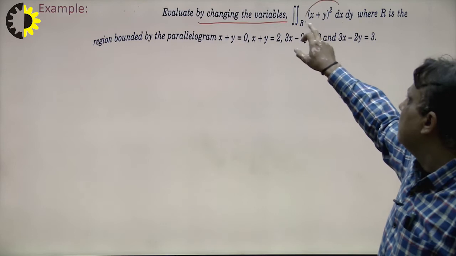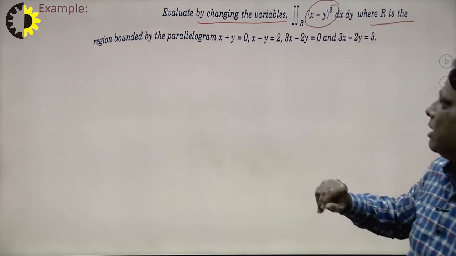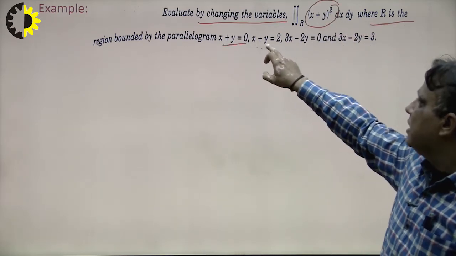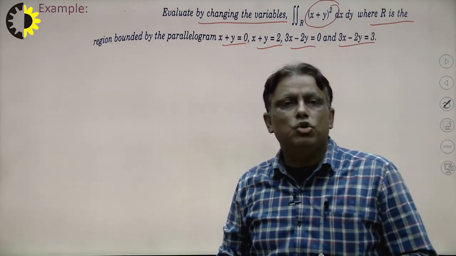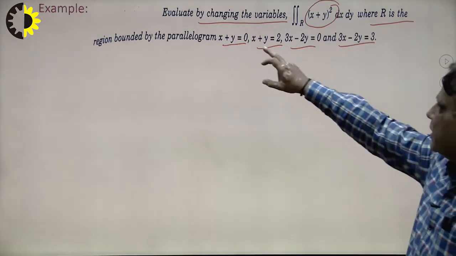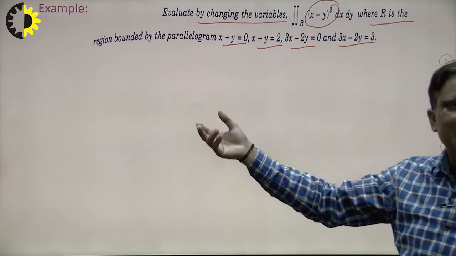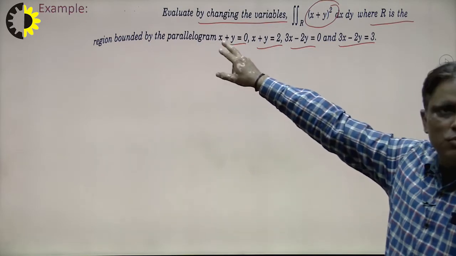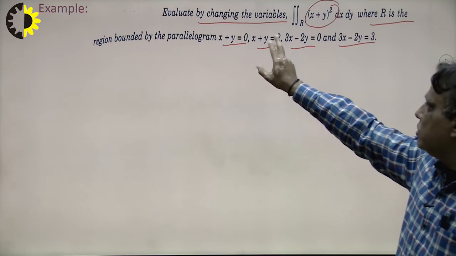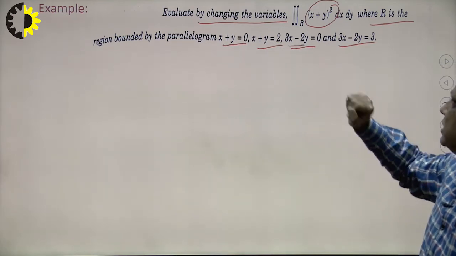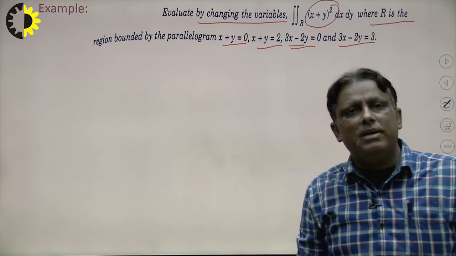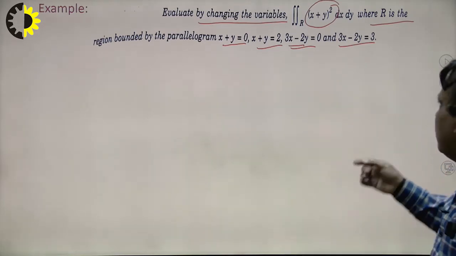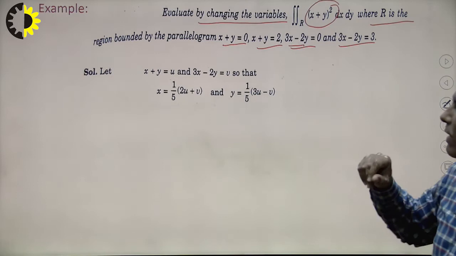This is the problem, and this is the region R bounded by the straight lines. First of all we see here two lines have the same form, x plus y. So we can say that if this is u, I let u be equal to 0 and u equal to 2, and this will be v, so v is equal to 0 and v is equal to 3. First we evaluate the values of x and y in terms of u and v here.